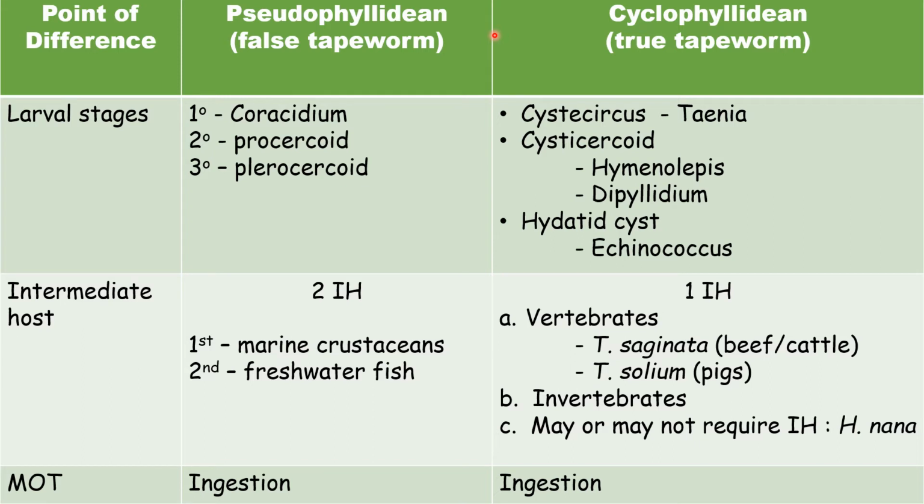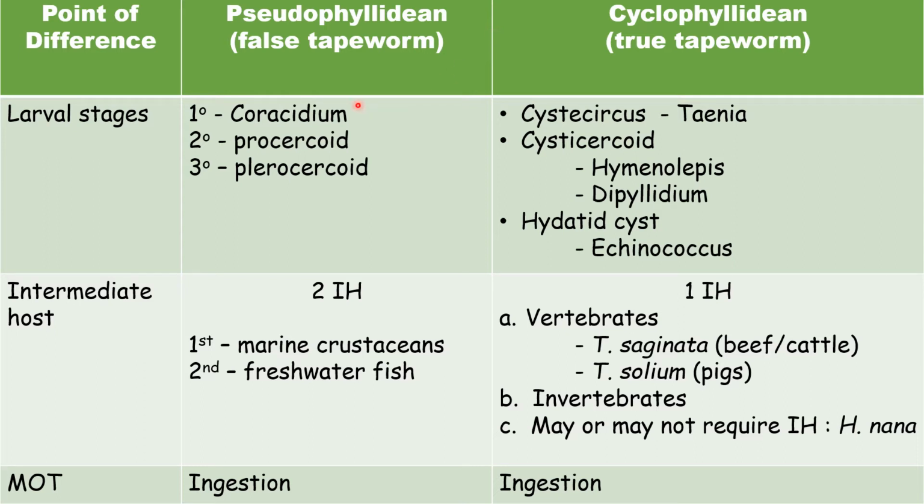Okay? So for example, for Taenia species, we have what is called the cysticercus. That is what we call the larva of your Taenia. Cysticercoid is associated with Hymenolepis and Dipylidium. And the hydatid cyst is unique to your Echinococcus.